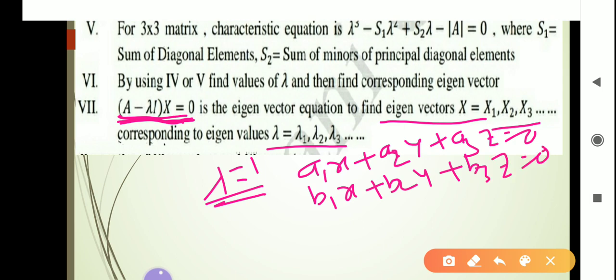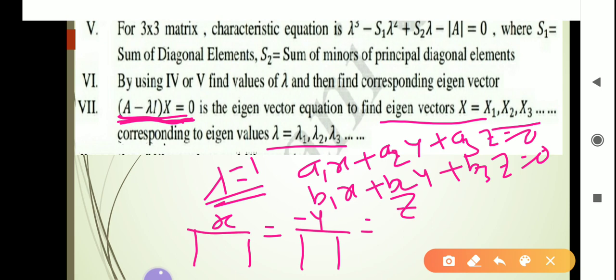So these are two equations in three unknowns. And how do we solve these equations? For solving this, we have to use Cramer's rule. Now what is Cramer's rule? For Cramer's rule, we have x upon determinant of, equal to minus y upon determinant of, and equal to z upon determinant of. Okay, so x upon determinant of what will come?